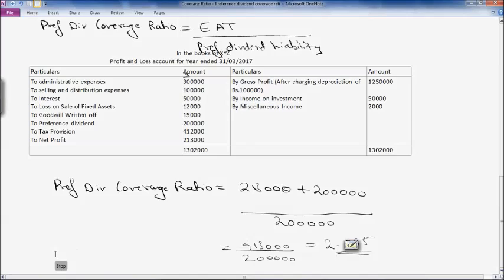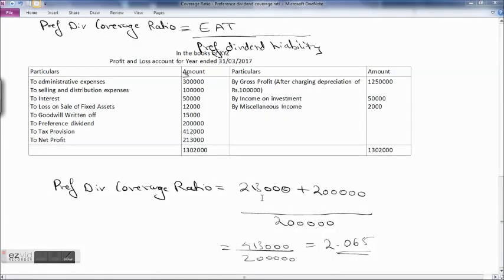So that means your earning after tax but before appropriation is 2.065 times your preference dividend liability. That means it is able to sufficiently cover your preference dividend liability for the year. Okay, so 2.065 indicates a higher ratio, right? And the higher ratio is desirable from the preference shareholders' point of view.